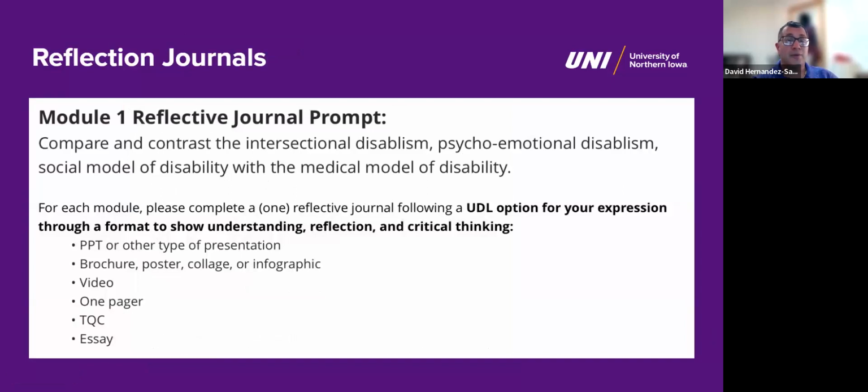The guidelines for your reflective journals are, for your first one, for example, for Module 1, you will compare and contrast the intersectional disableism, psycho-emotional disableism, social model of disability with the medical model of disability. Within Module 1, you will find, and across your modules, readings, videos, PowerPoints that you can review on your own.